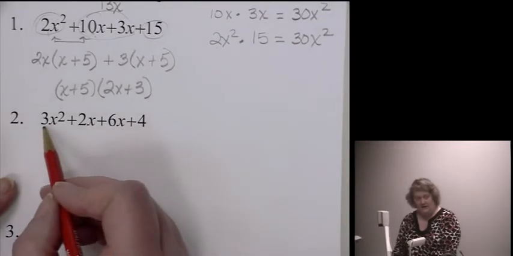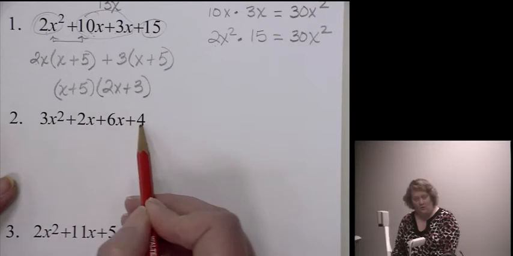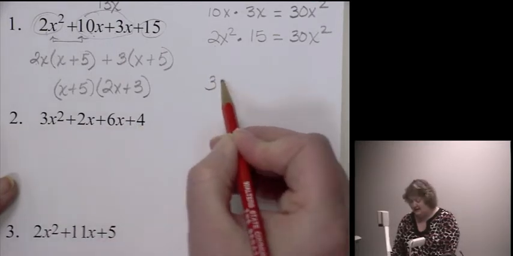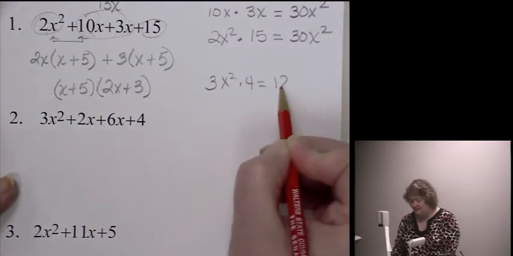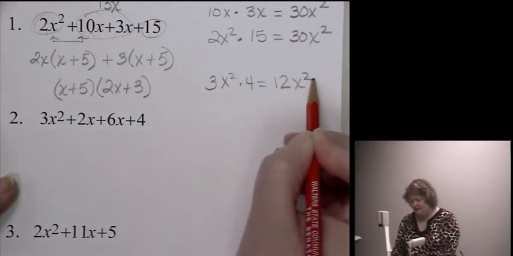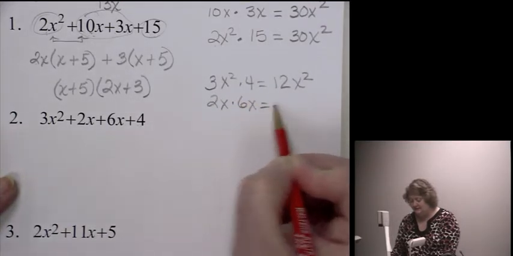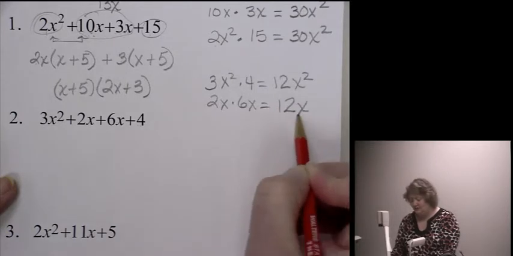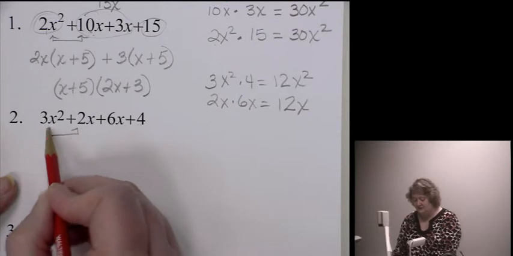Now, if that works, then 3x squared times 4 gives me 12x squared. And 2x times 6x should also give me, well, lo and behold, it does, 12x squared. Well, let's watch and see if this factors.